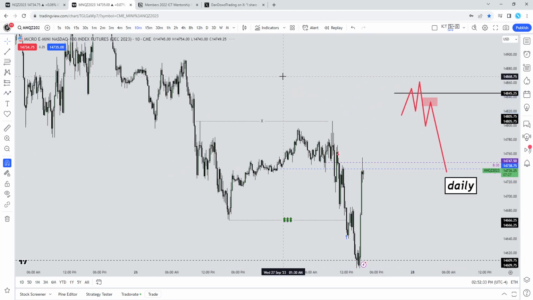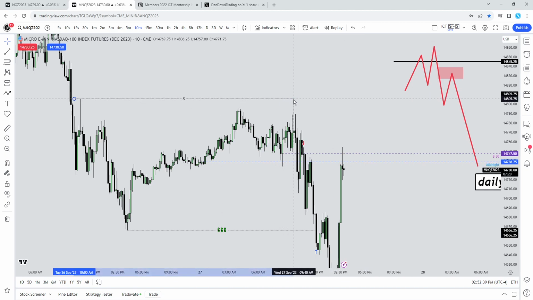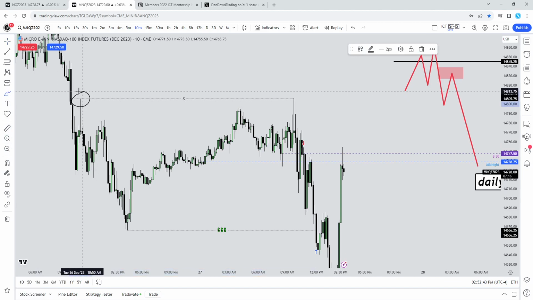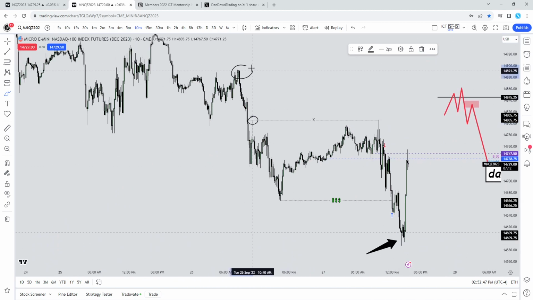Now, if we take a look at the example on NQ today, what happened? We had a daily bias. That's number one. Price took out an old high. This is the old high over here that I'm focusing on. So if we mark out this one, this is buy side liquidity. The next high up that is significant is all the way up here.